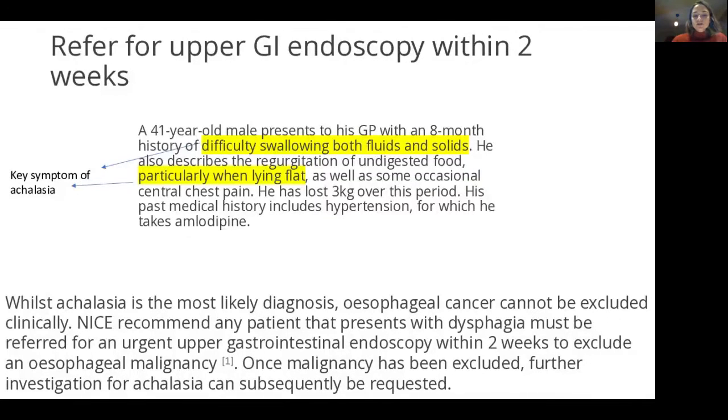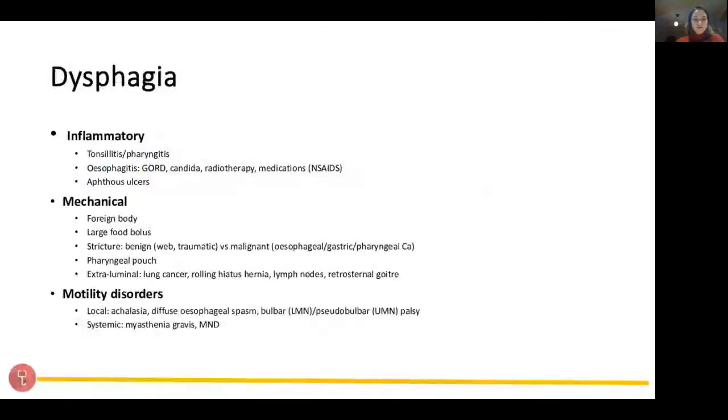So because you can't exclude esophageal cancer clinically in this way, this man would be referred via the 2-week wait pathway for an upper GI endoscopy. So he gets an upper GI endoscopy to rule out malignancy. And then once you've ruled out the most serious cause, you'd investigate for something like achalasia, which is less serious.